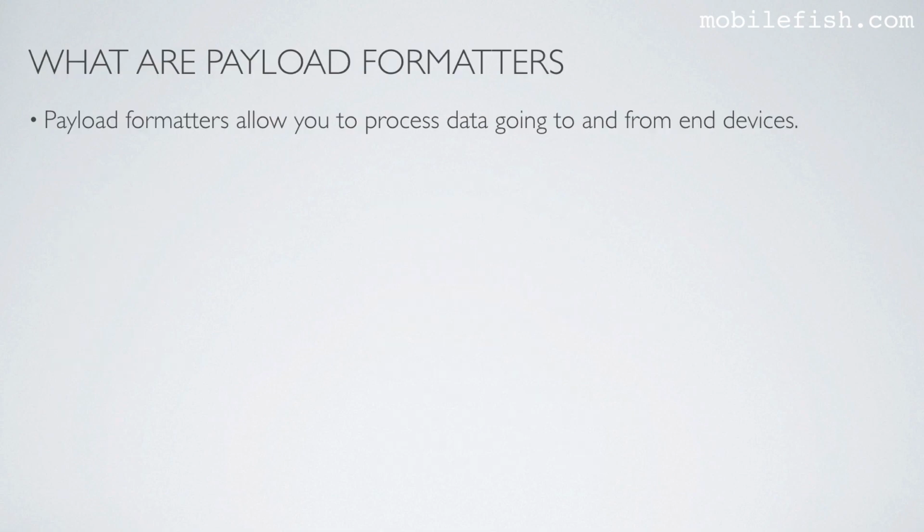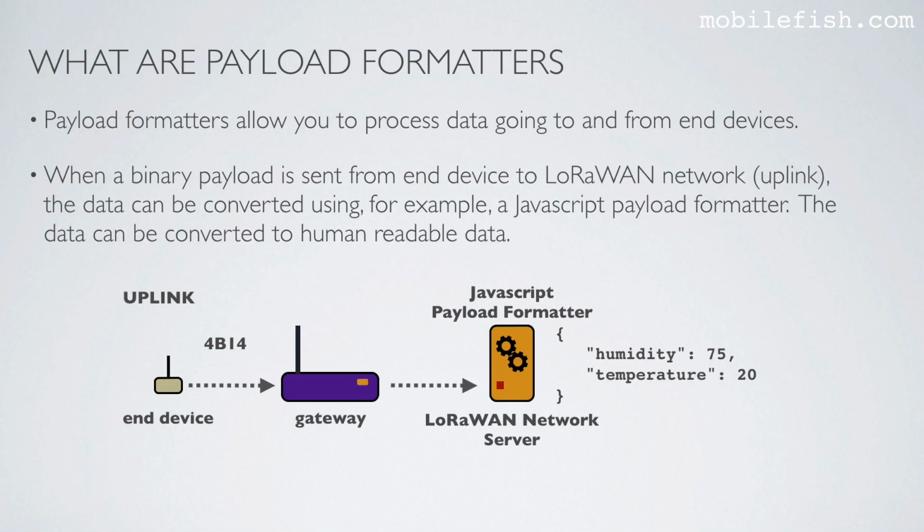Payload formatters allow you to process data going to and from end devices. When a binary payload is sent from end device to LoRaWAN network, meaning an uplink, the data can be converted using, for example, a JavaScript payload formatter. The data can be converted to human-readable data. So in this example, binary data is sent from end device to gateway and from gateway to LoRaWAN network server. And here is the payload formatter, which converts this binary data to human-readable data.